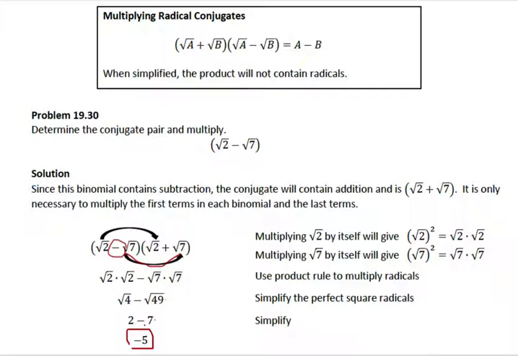What happens with the middle terms is that when you multiply radical 2 by radical 7, you get radical 14. And when you multiply negative radical 7 by radical 2, you get negative radical 14, so they cancel out. So simply, in fact, the outer and the inner terms will cancel out. We'll only have the first and the last terms.